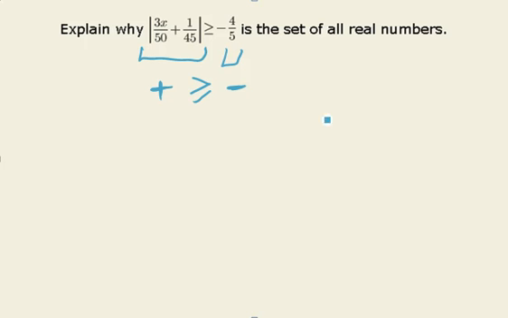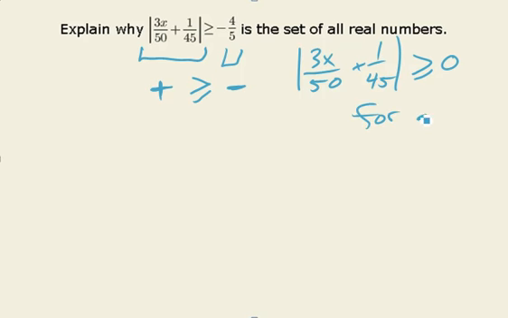Yes, it is. So the reason why the solution is the set of all real numbers is because the absolute value of 3x over 50 plus 1 over 45 is greater than or equal to 0 for any x. So in particular, if it's greater than 0, it's also going to be greater than this negative number.